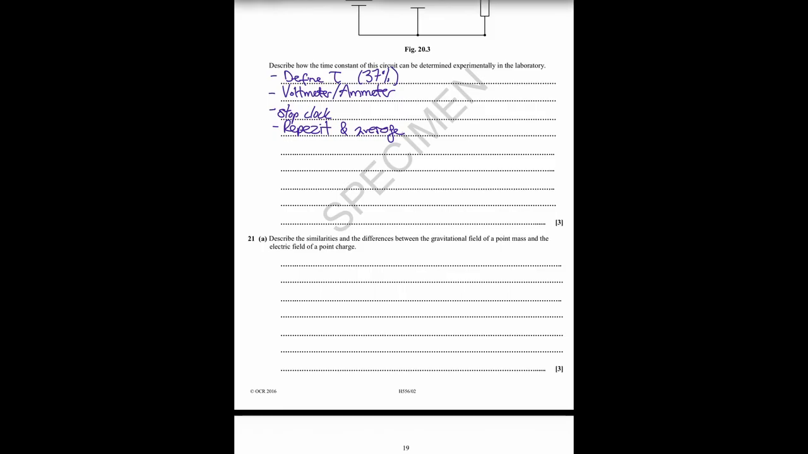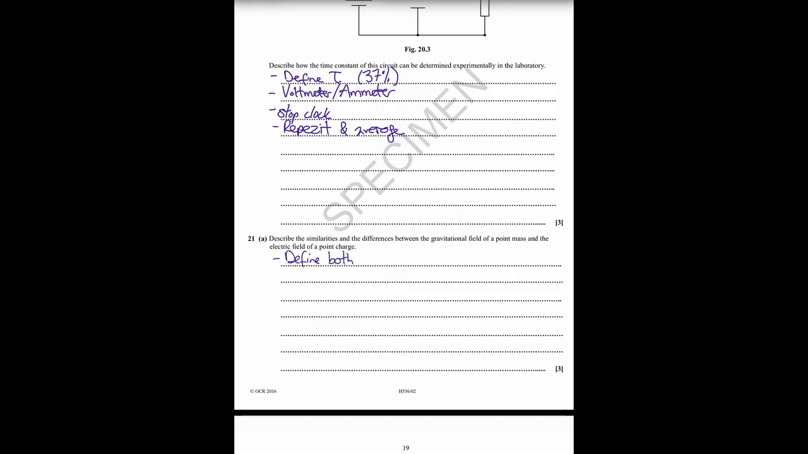Okay, so describe the similarities and the differences between the gravitational field of a point mass and the electric field of a point charge. We've always said this one, when you're being asked for similarities or differences, particularly differences between two things, whether I know it or not, as long as I can define them, that's fine. Even if I didn't know the differences, I'm just going to define one of them or both of them if I can, and then I can figure out from there. So the first thing I want to do is make sure that I can define both.